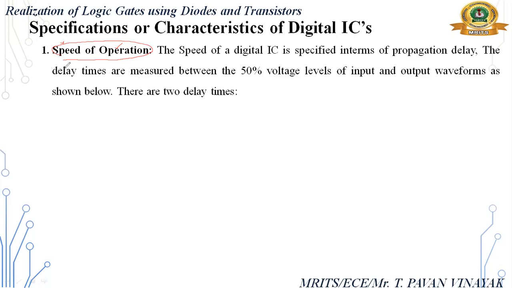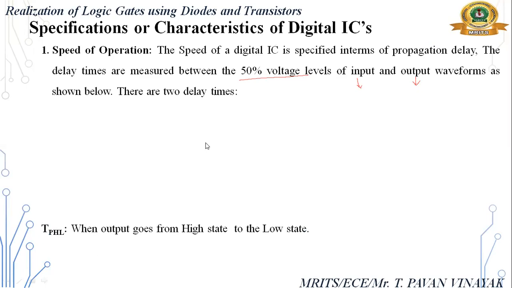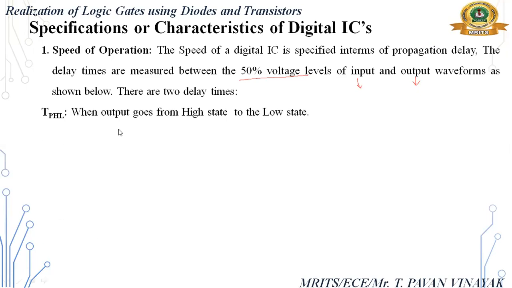So how do we calculate the speed of operation? In terms of propagation delay. If delay is more, speed is less. If delay is less, speed is more. How do we calculate it? It is the 50% voltage levels of input and output waveforms. What are these 50% level voltages? Let us see. There are 2 types of delays. One is TPHL. What is TPHL?